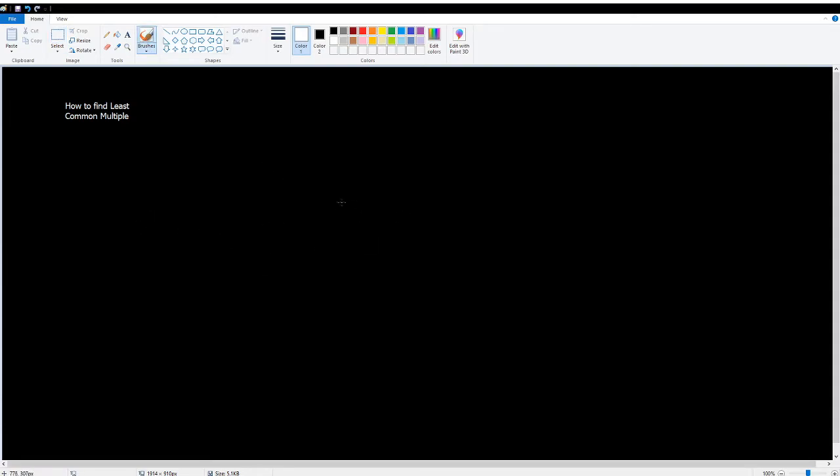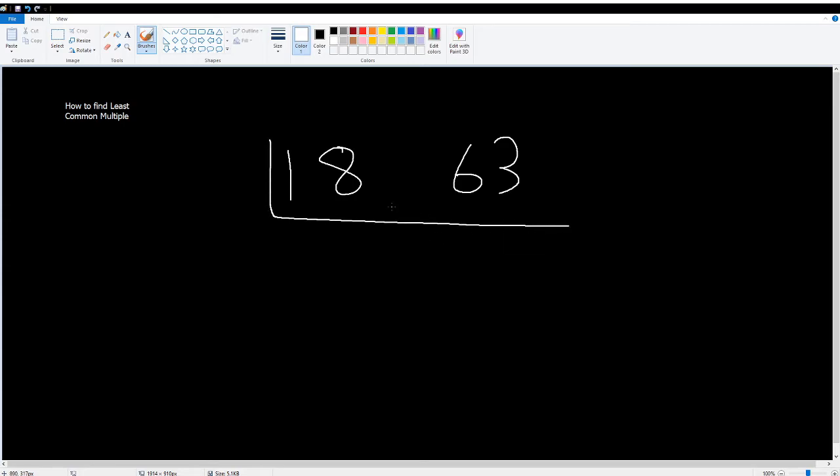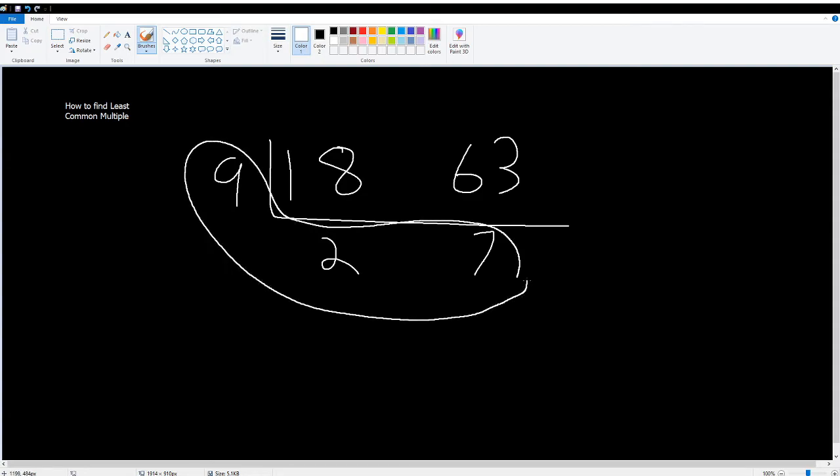Let's just say I have LCM of 18, right? And 63. Okay. Once again, ask yourself what factors do they have in common? 9. 9 goes in 18 2 times. 9 goes in 63 7 times. Do they share any factors besides 1 between 2 and 7? No, so we just need to circle these numbers and multiply.